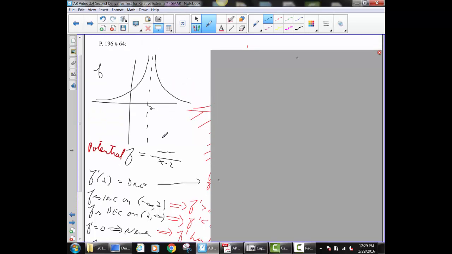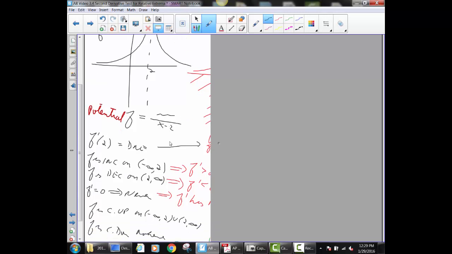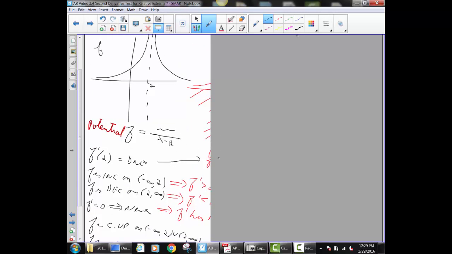F prime of 2, as you can see, doesn't exist. F is increasing on the left side of 2, decreasing on the right side of 2. F prime never equals 0. F is concave up on both sides of 2 and concave down nowhere.